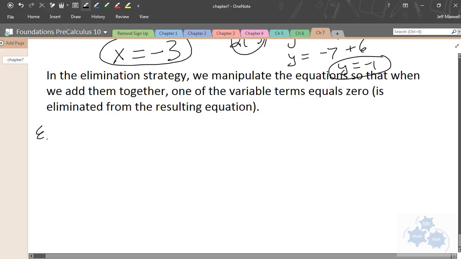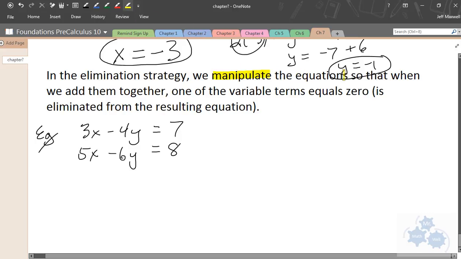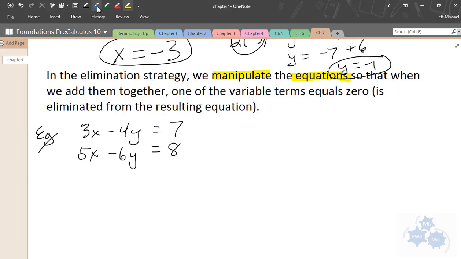Okay, so here's an example. 3x minus 4y equals 7. And 5x minus 6y equals 8. So here's a system of linear equations, and what we want to do is manipulate one or both equations so that when added together, one of the variable terms equals 0.